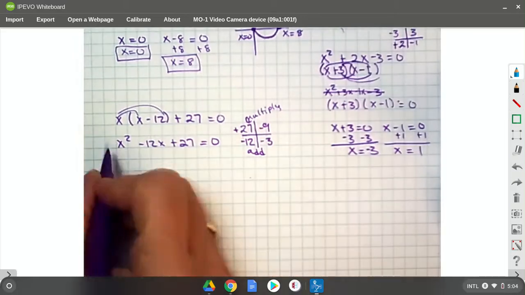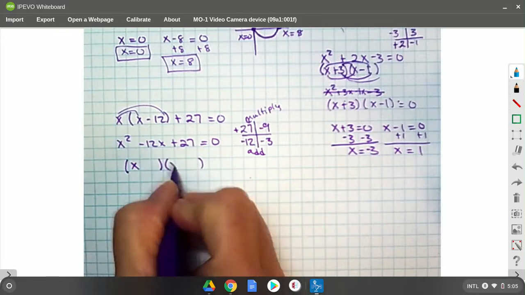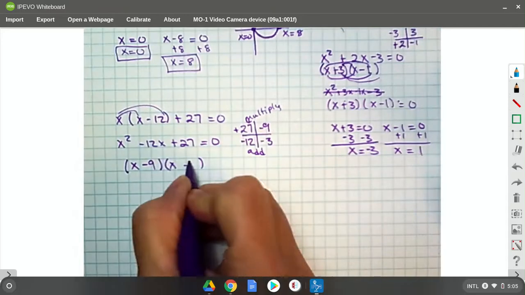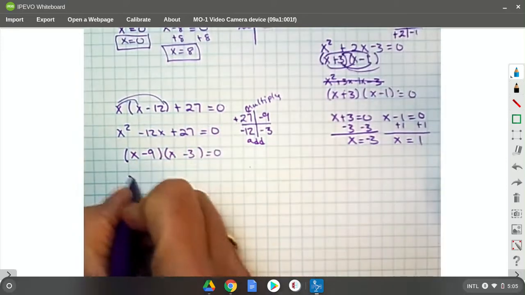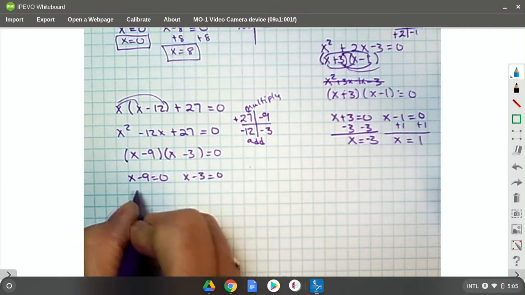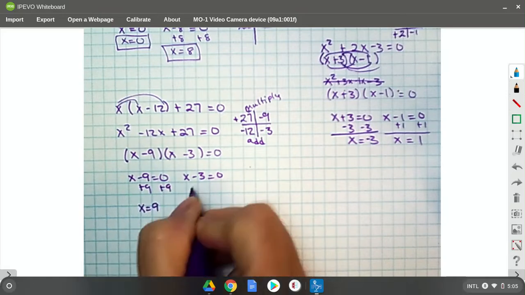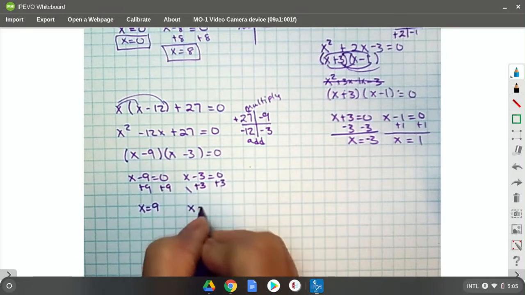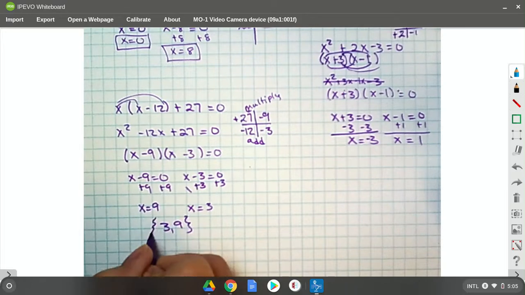So A is 1, so I can just put my x in, right? And then I've got minus 9, minus 3, whatever order you want, don't matter. X minus 9 equals 0, x minus 3 equals 0. Add that 9 to both sides, x equals 9. Add that 3 to both sides, x equals 3. So my solution set is the 3 and the 9.